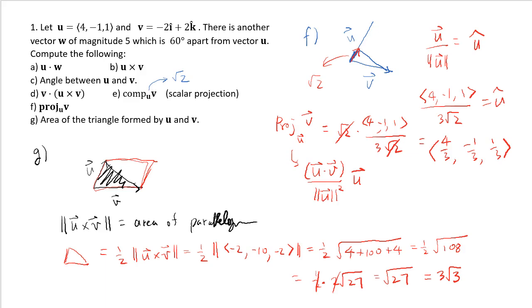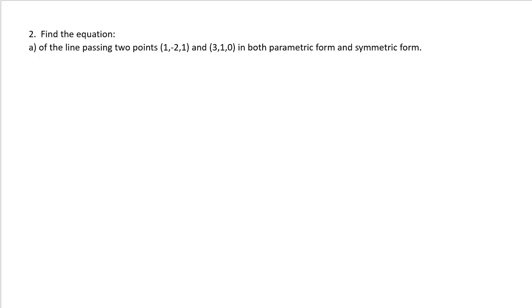Okay, let's go to the second one. Find the equation of the line passing through the 2 points, (1, -2, 1) and (3, 1, 0). So, to get the line equation, you need to remember the formula for the line equation.